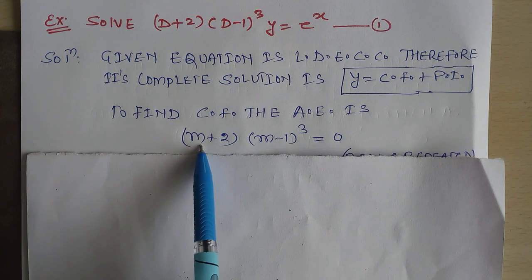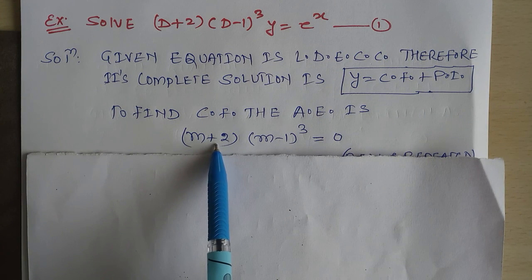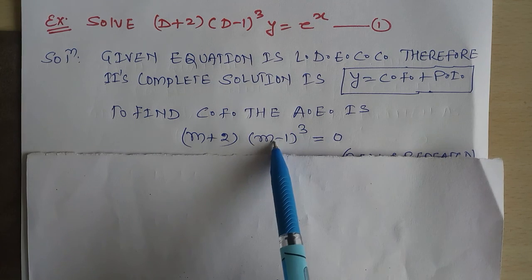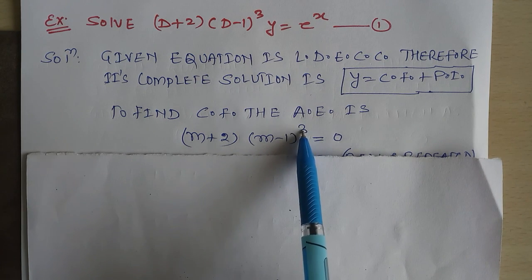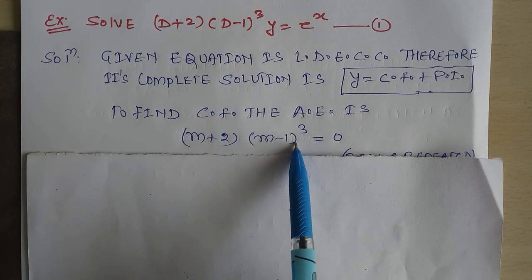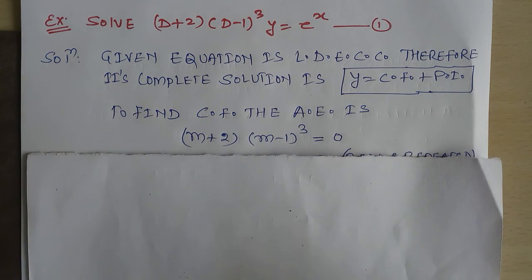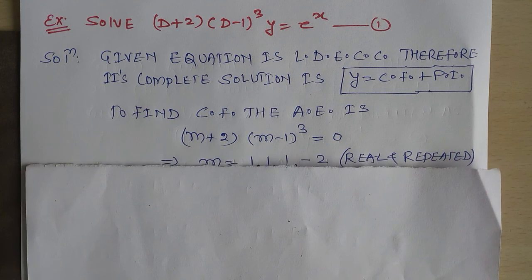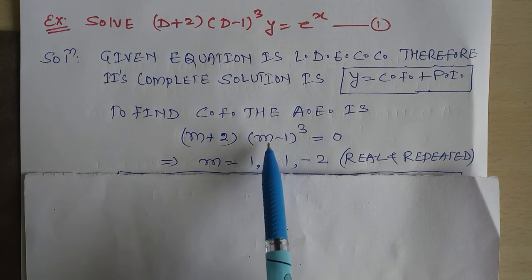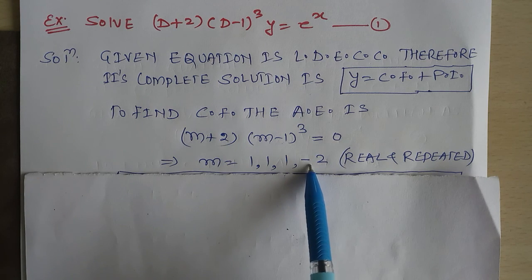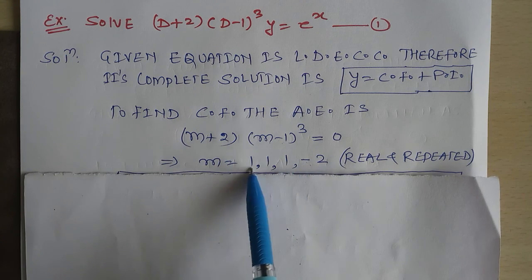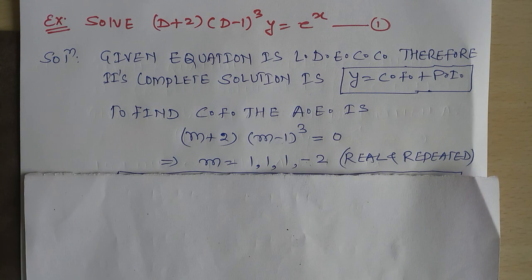Now from here we get m equal to minus 2, and from here we get m equal to 1, but 3 times, because this is (m minus 1) whole cube, that is (m minus 1) into (m minus 1) into (m minus 1). So we get the roots of the auxiliary equation as 1, 1, 1, 3 roots from here, and 1 root, minus 2, from here.